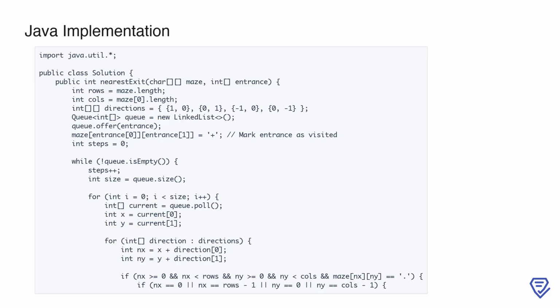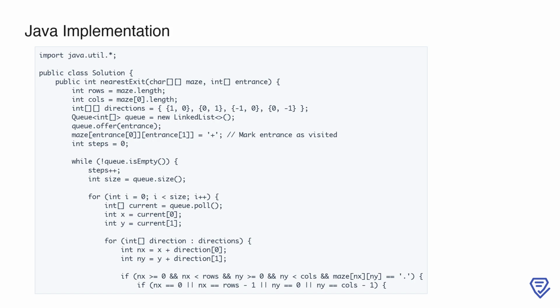Next, we initialize a queue to perform a breadth-first search, adding the entrance to the queue and marking it as visited by setting its value in the maze to +. We also initialize a steps counter to track the number of moves made. Then, we enter a while loop that continues as long as there are elements in the queue.